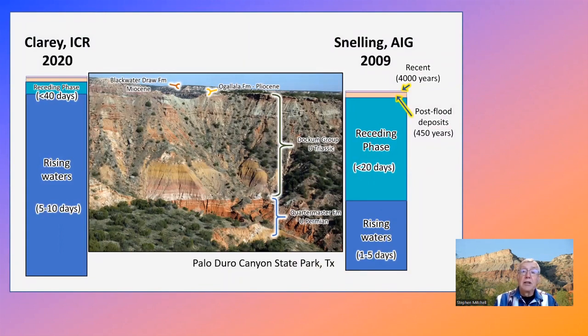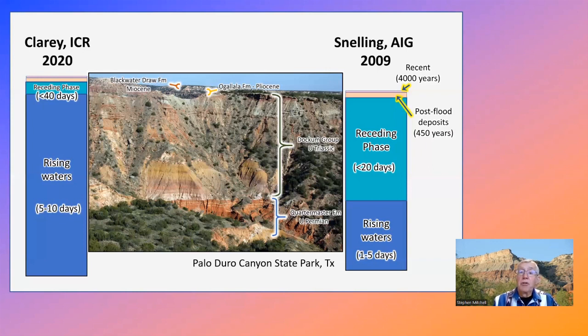And then you get into the Dockum Group, the Triassic age. So this would be early in the Mesozoic, early in the days of the dinosaurs. And Dr. Tim Clary would say that this was all part of the rising waters. And then you would get into what he would see as the receding phase within the Ogallala Formation. So the question between these guys would be, is the Ogallala Formation a receding phase, or is it part of the post-flood deposit, depending on who you're looking at?